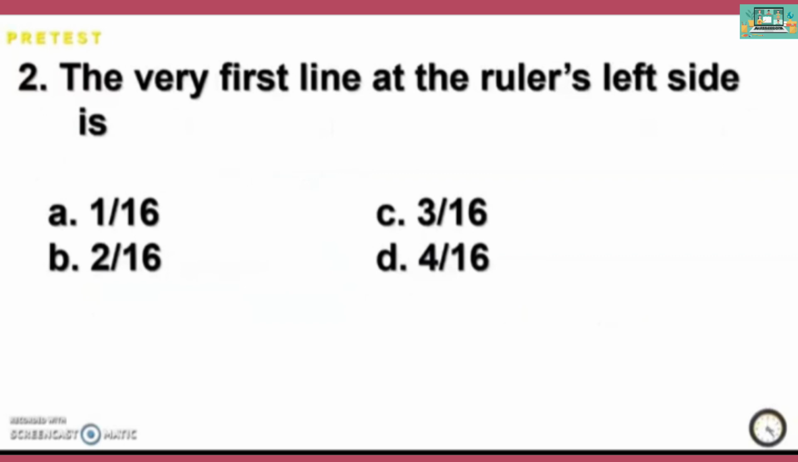Number 2. The very first line at the ruler's left side is A. 1/16, B. 2/16, C. 3/16, D. 4/16. The correct answer is A. 1/16.